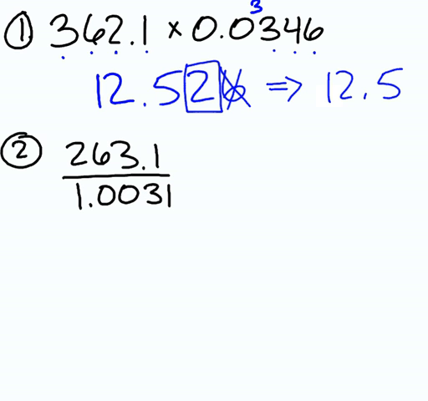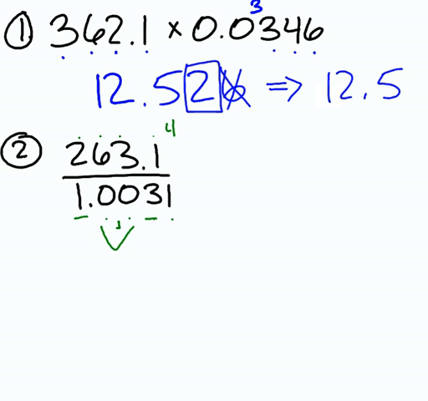All right. Now, another one. 263.1 divided by 1.0031. Identify sig figs. Here I have how many? 1, 2, 3, 4. So I have 4 here. And 1, 2, 3, 4, 5. I have 5 here. The reason why these 2 zeros right here are sig figs is because 3 and 1 are non-zero integers, which means these 2 zeros are significant.